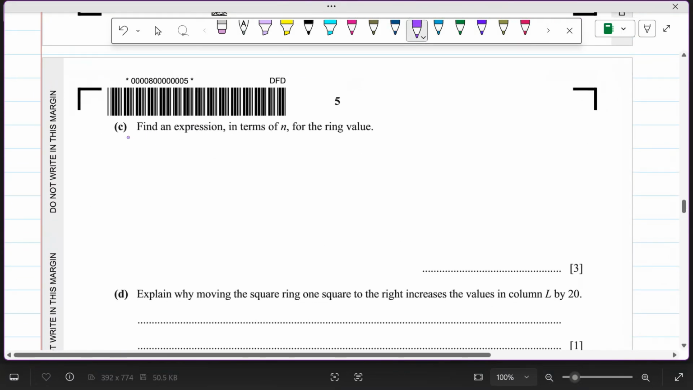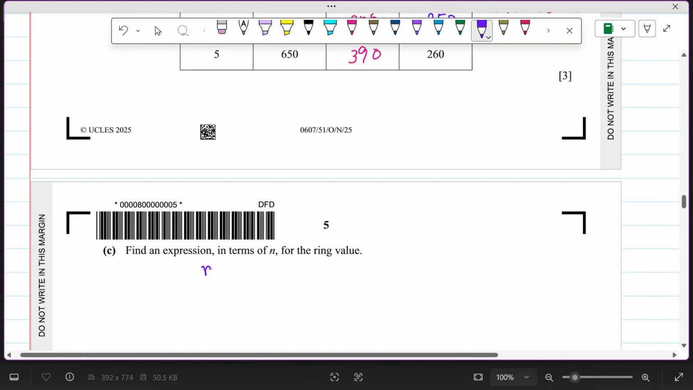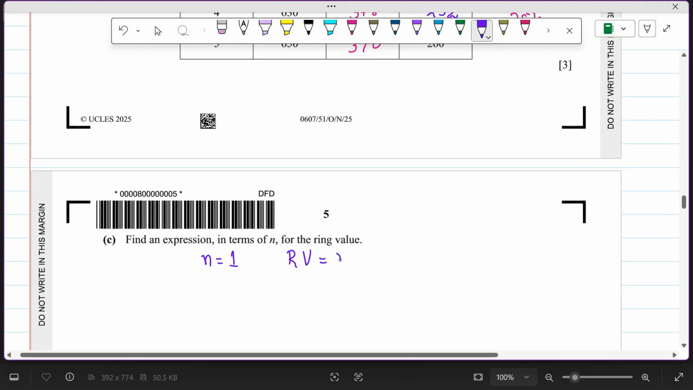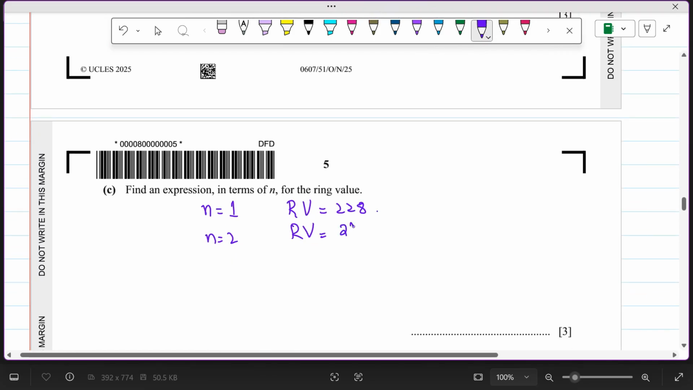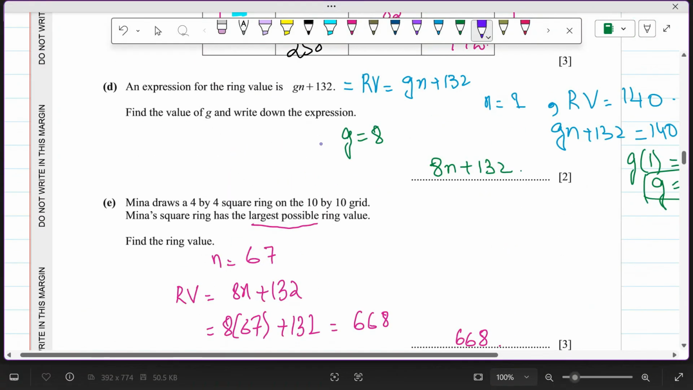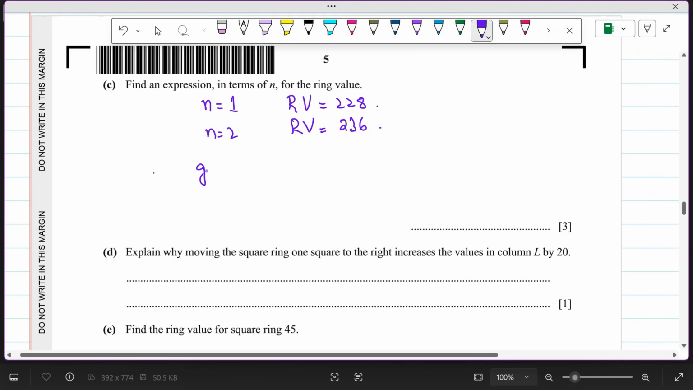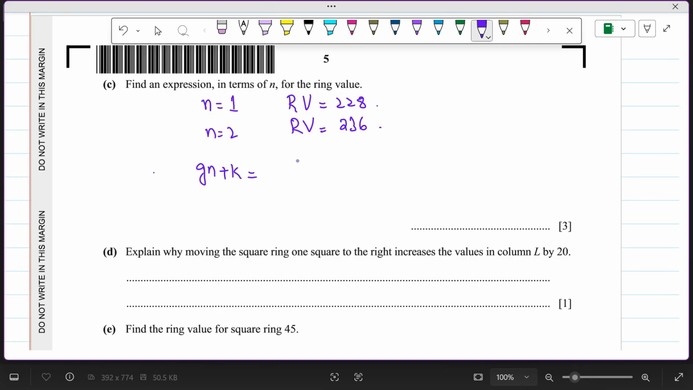Now let's move to part C. Find the expression in terms of n for the ring value. From the table, we can observe that when n is equal to 1, the ring value is equal to 228. When n is 2, the ring value is equal to 236. So there is a similar expression like this one. We can say that Gn plus k equals the ring value. This is a general expression for the ring value.